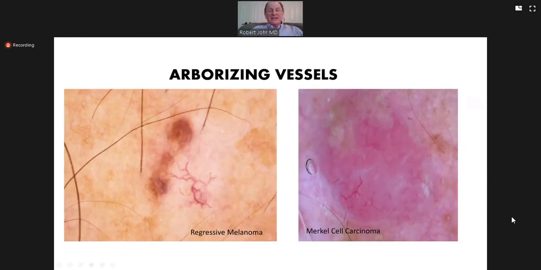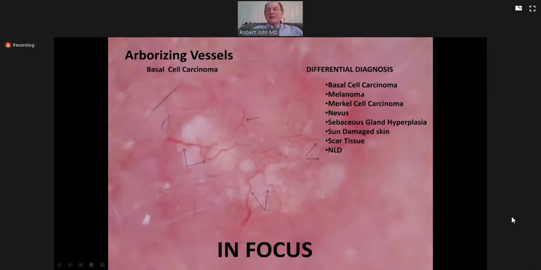But you don't always see them in basal cell carcinoma. Here we have a regressive melanoma with arborizing vessels, and here we have a nodule that has some arborizing vessels, but it definitely was not a basal cell. It turned out to be Merkel cell carcinoma. So they are not diagnostic of basal cell, but you can see arborizing vessels in basal cell, melanoma, Merkel cell carcinoma, nevi, sebaceous gland hyperplasia, sun-damaged skin, scars, and NLD. Recently, I saw that, and an AI system read it as being malignant, but it was just because of the vessels.